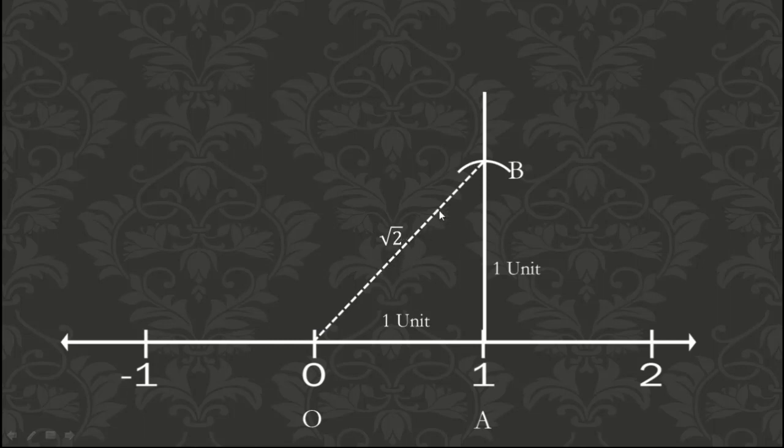If you have to represent only under root 2, then our work has been done. But in this video we are going to learn how we can represent under root 3. So just some more steps are there which we have to follow. Now on this point B, making a right angle with this line OB, you have to draw another line that will make a right angle with this line OB.